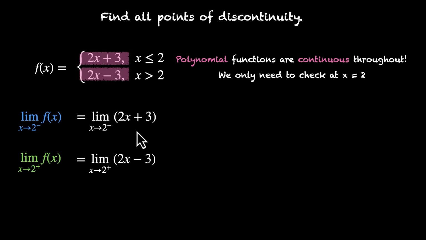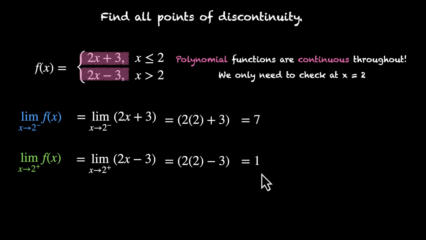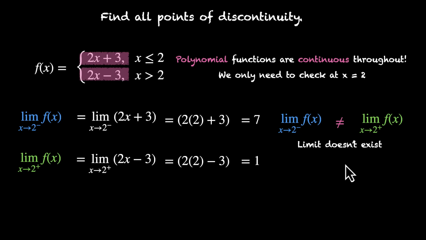For left hand limit, we have 2 times 2 plus 3. And for right hand limit, we have 2 times 2 minus 3. So this is 4 plus 3, 7. And this is 4 minus 3, that's 1. So left hand limit is not equal to right hand limit. So these two are not same. This means that the limit does not exist, which means that the function is not continuous. So the function is not continuous at x equals 2.